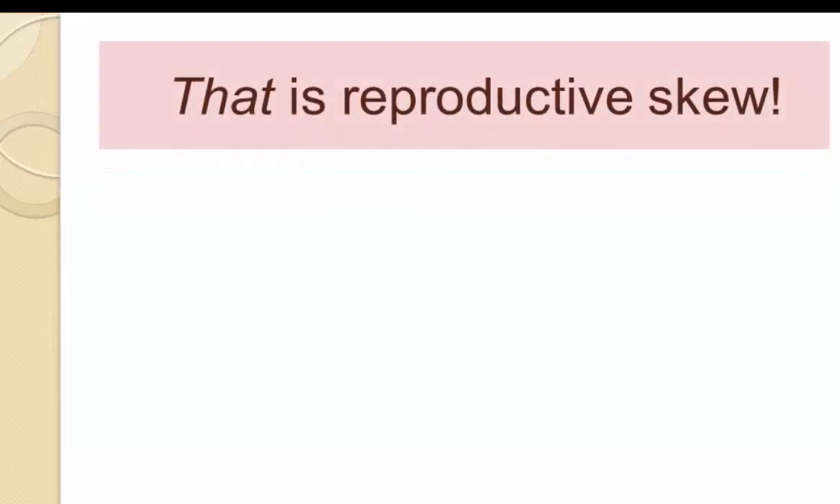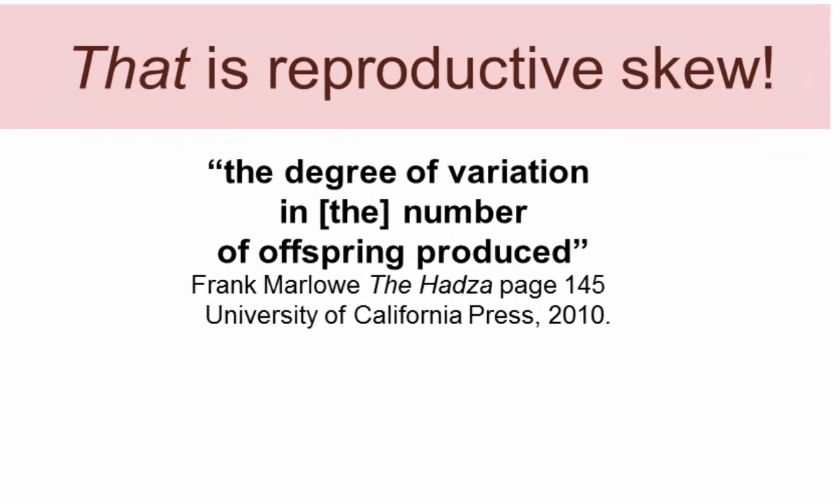Now, when you have differences in reproductive success that are that great, that is what we mean by reproductive skew. And this is defined by Frank Marlowe in the Hadza as simply the degree of variation in the number of offspring produced between individuals in a population.